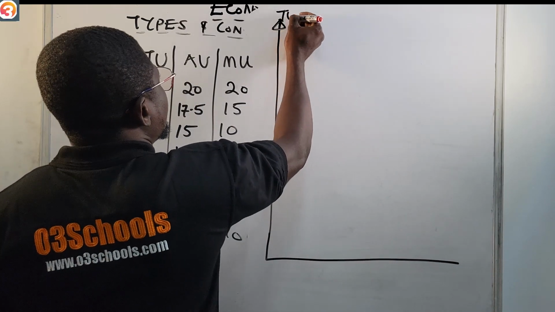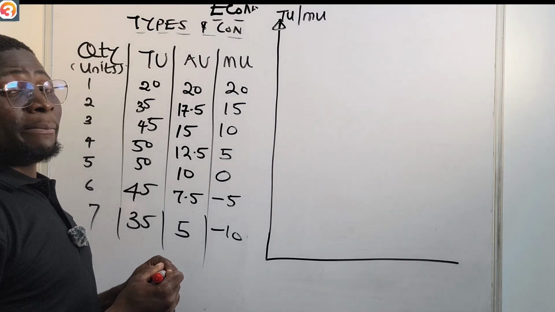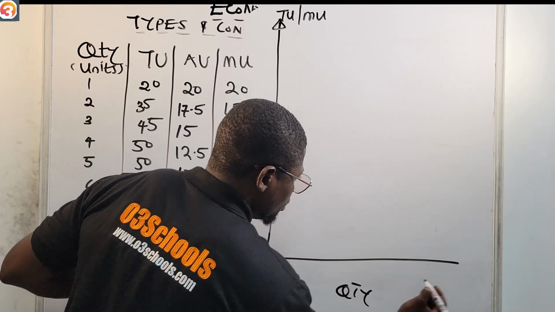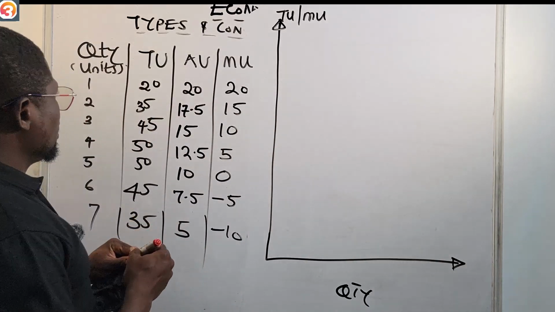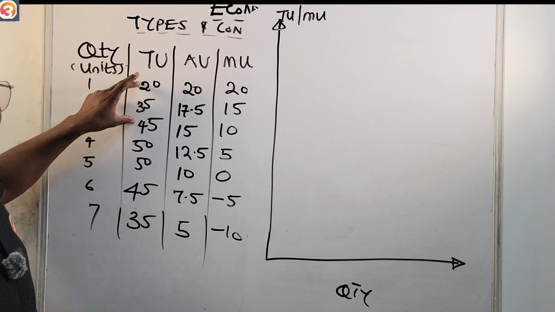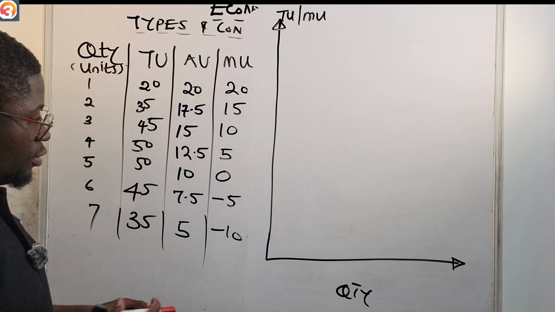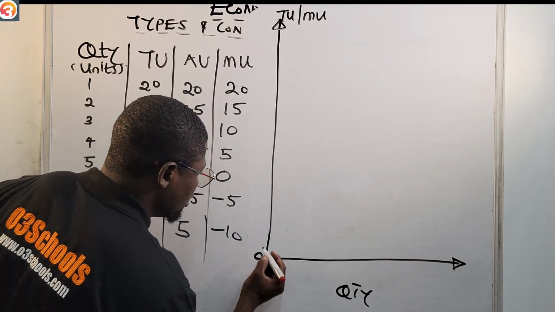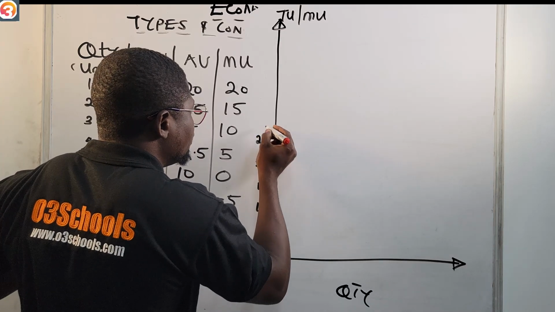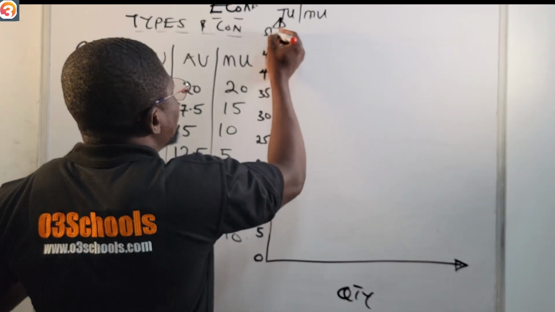Okay, this will be our marginal utility on the vertical y-axis, and then our quantity on the horizontal x-axis. So let's look at the values we have for our total utility. The highest is 50, the lowest is 20, so a scale of 1 to 5 will work. Let's say 0, then 5, 10, 15, 20, 25, 30, 35, 40, 45, 50.